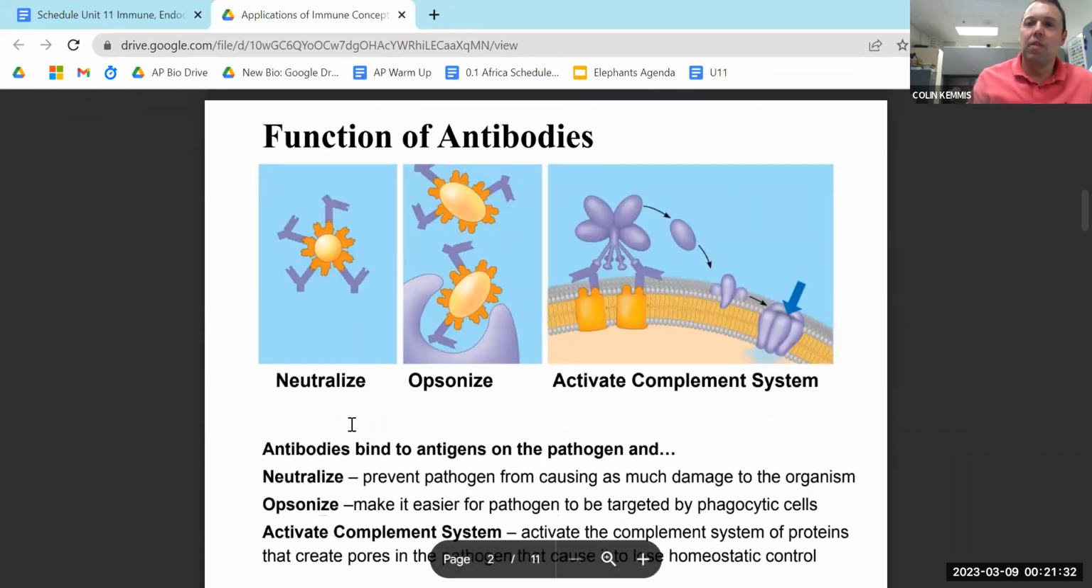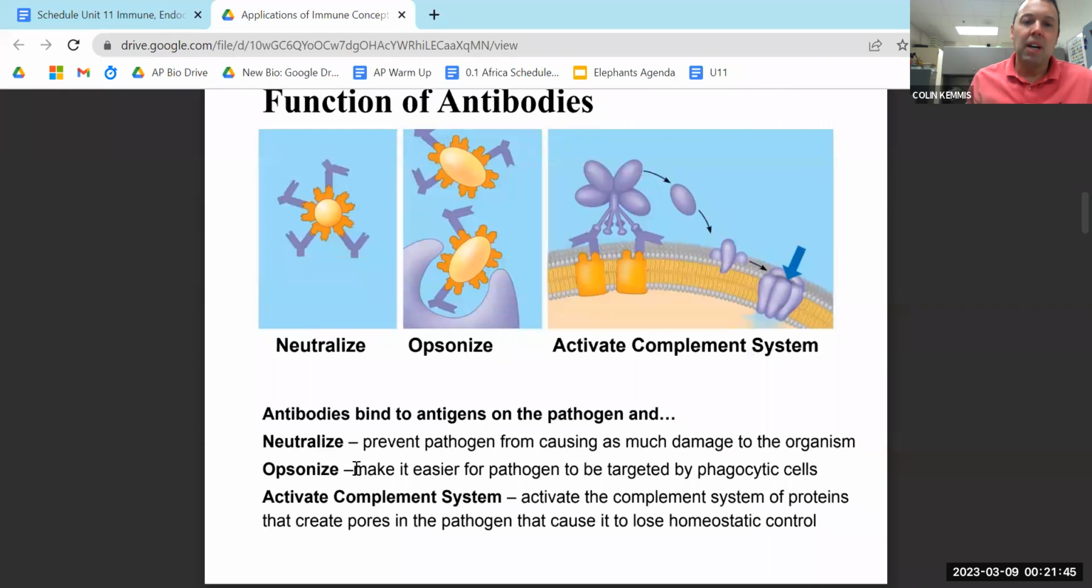There was from Monday, there was 3 different functions here. One is neutralize. They surround the pathogen, engulf it so it can't infect any cells or cause any damage. Opsonize. Okay, this is when it gets eaten, and then it will display that. It helps mark these for destruction.